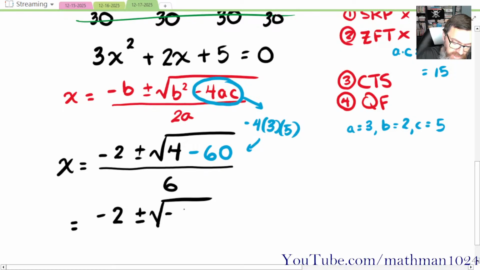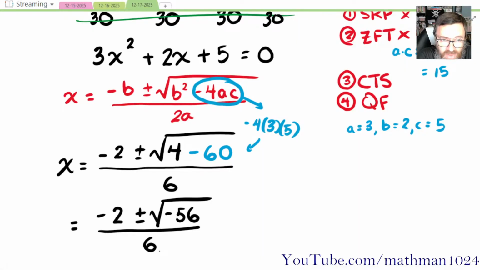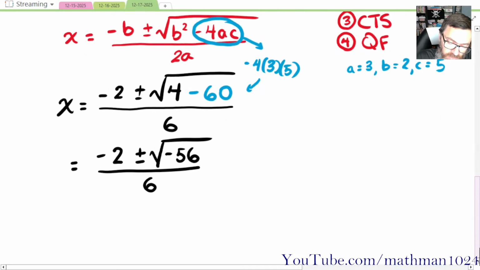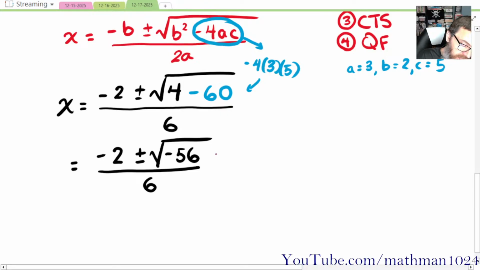4 minus 60 is negative 56, all divided by 6. Well, believe it or not, we can simplify that radical. And not just the i, right? So we've got the negative inside, so we know that's going to give us an i on the outside. But 56 can be broken down. I'm just going to go ahead and jump to that for you. 56 can be rewritten as 4 times 14. Don't believe me? Check it out on the side and you'll see that that is going to work out.